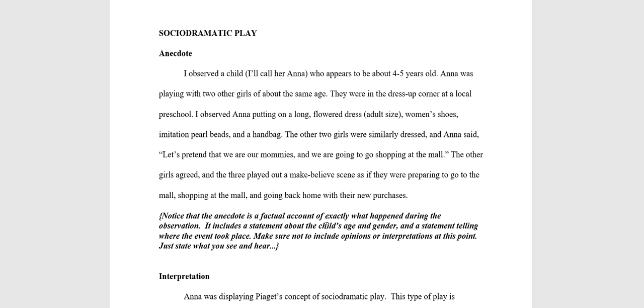So here we have a child called Anna. She's about 4 to 5. She was playing with two other girls, not friends, because that's interpretive. Instead, we say girls of about the same age. They're at a preschool. Then they go on to say what they were doing and wearing and saying. So again, this is a good example of an anecdote that provides the setting and what was happening that relates it back to that heading of sociodramatic play.